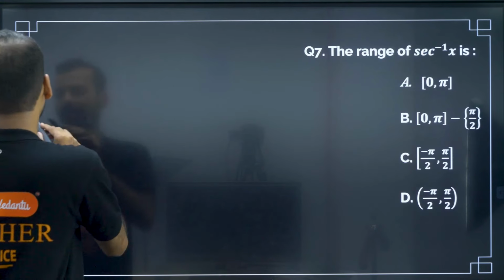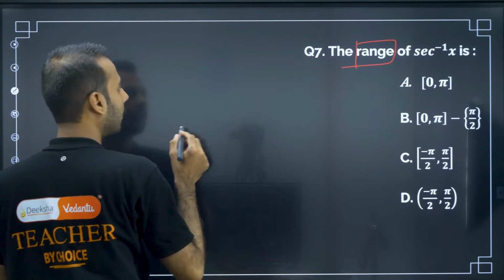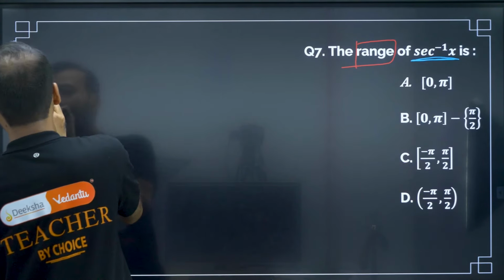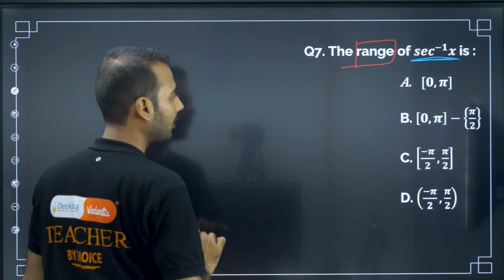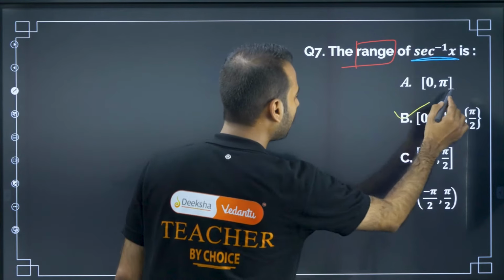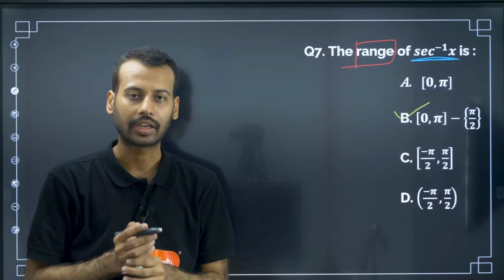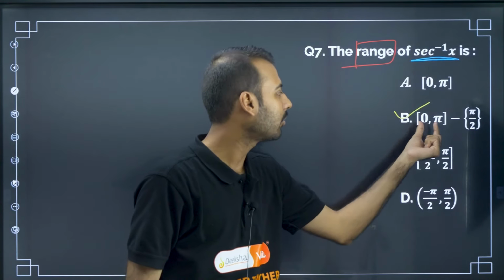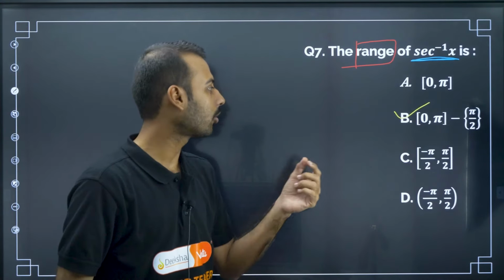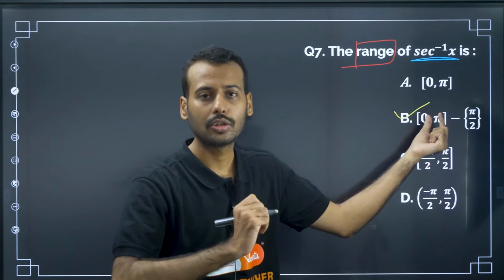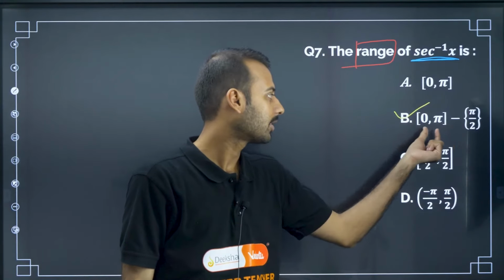The range of secant inverse x is, see this question, they are asking to find the range of secant inverse x. Now the range of secant inverse x is 0 to pi minus pi by 2. In inverse trigonometry, chapter 2 of second PUC, the range of secant inverse is 0 to pi minus pi by 2. One table is there: sin inverse, cos inverse, tan inverse, cosec, sec. The table you have to remember. So the moment you see the range of secant inverse, you just need a tick, which takes 1 or hardly 2 seconds. So this is the answer, 0 to pi minus pi by 2.